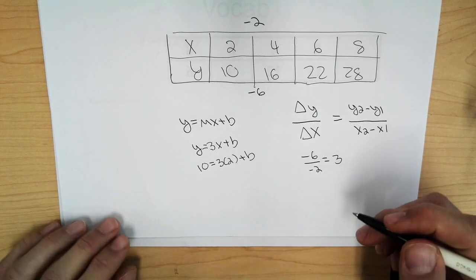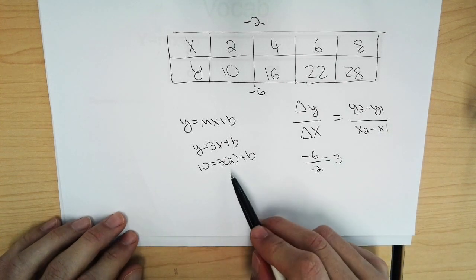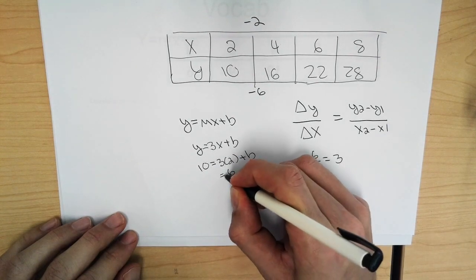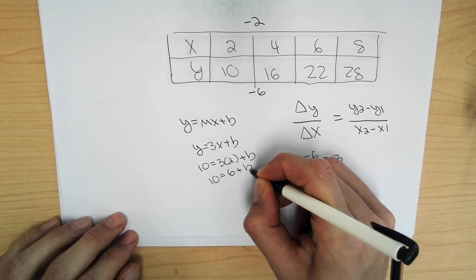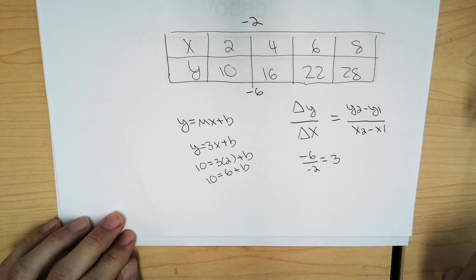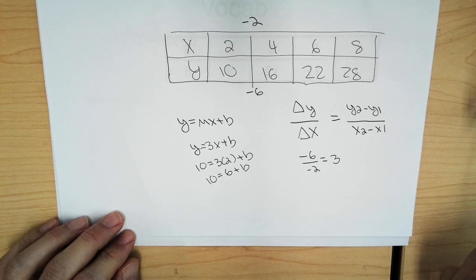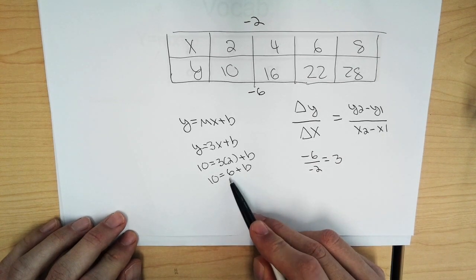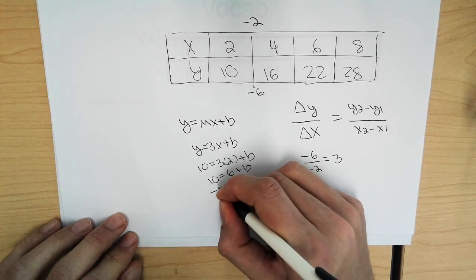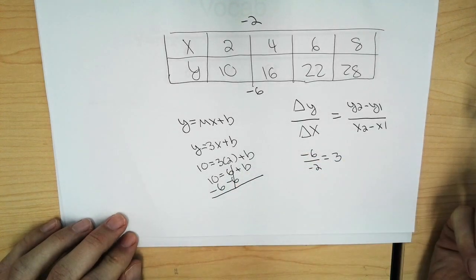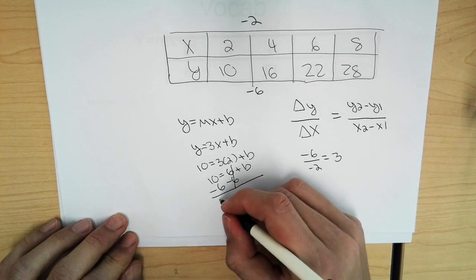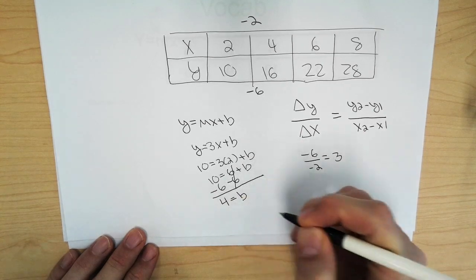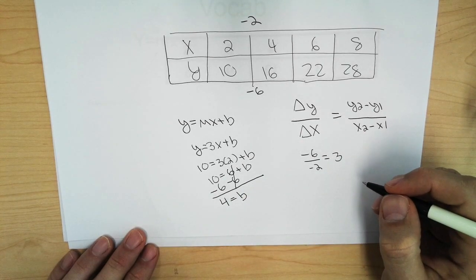Now we can simplify our equation. Remember, parentheses means to multiply. 3 times 2 is 6. Now we have 10 equals 6 plus b. To get b by itself, we have to do the opposite of a plus 6, which is minus 6. Whatever you do to one side of your equation, you have to do to the other side. We're left with b. 4 is equal to b.